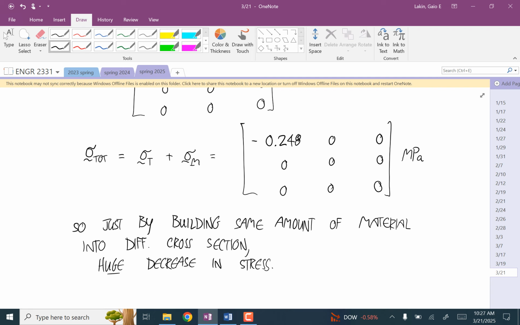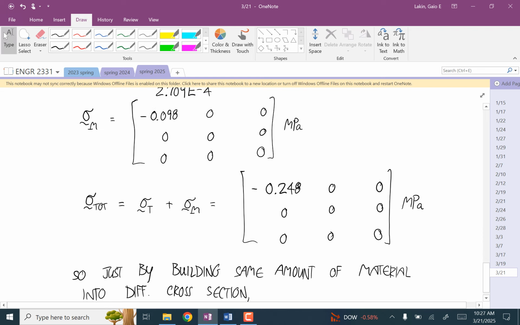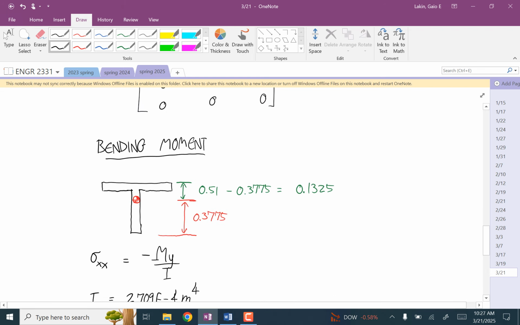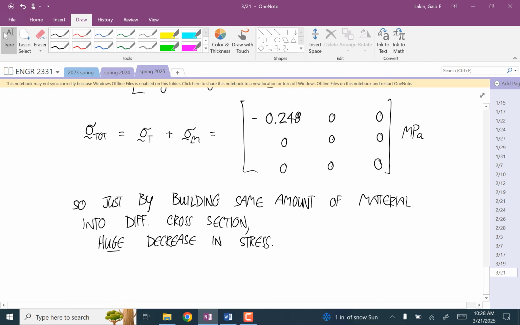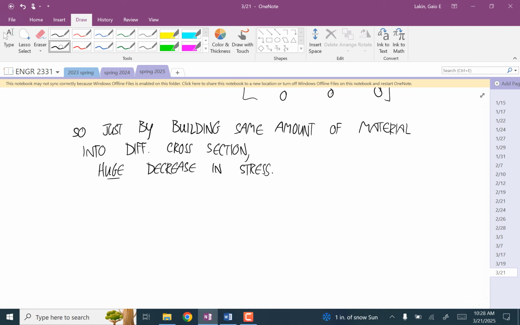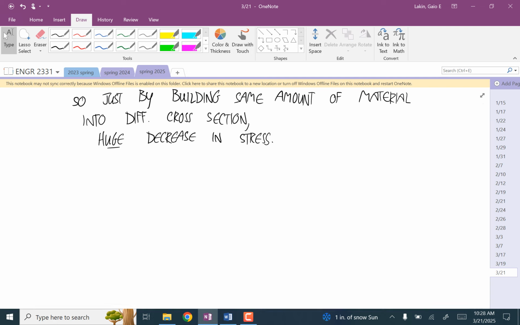Any questions about that? This is actually a real shape of beams that are used, and there's a reason for that, and the reason is this. Okay. So next is stress due to shear force.